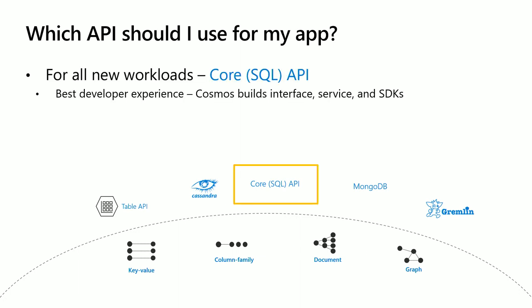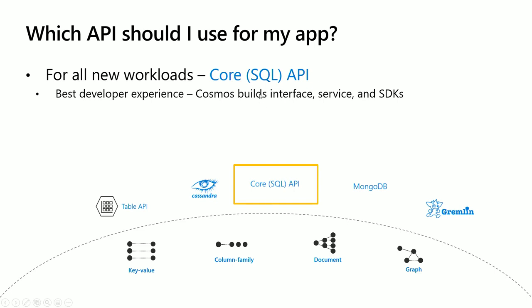Our official Cosmos DB guidance is for any new workloads to go with the core SQL API. It'll give you the best developer experience since we actually control the interface, the service, and the SDK client libraries. So any new feature we have immediately goes into our core SQL API first. There's no SQL server running here.